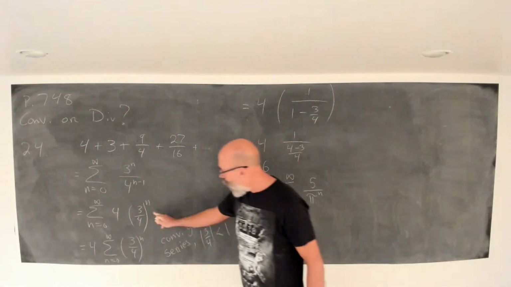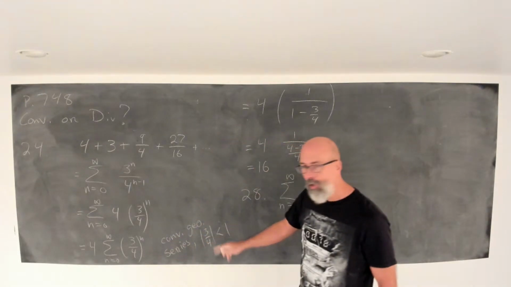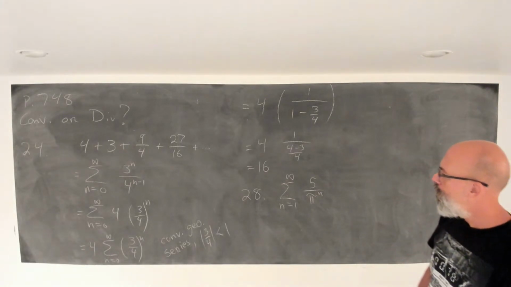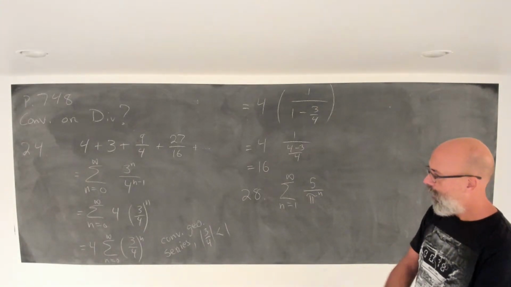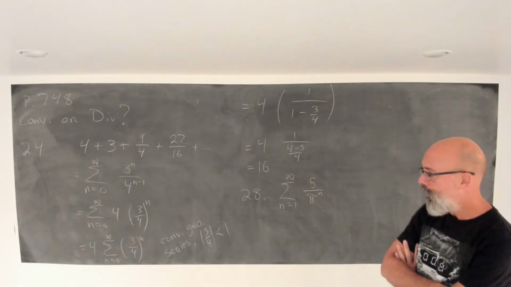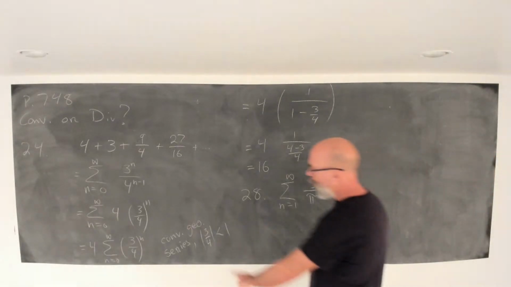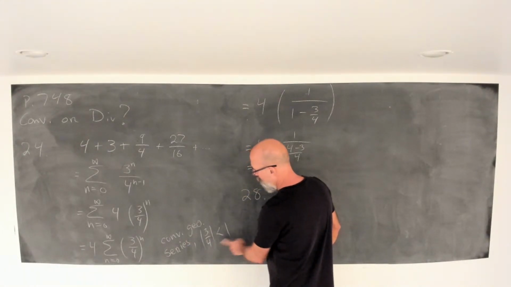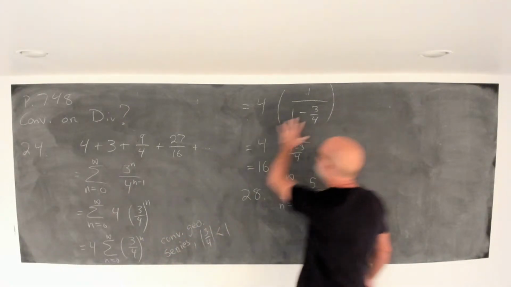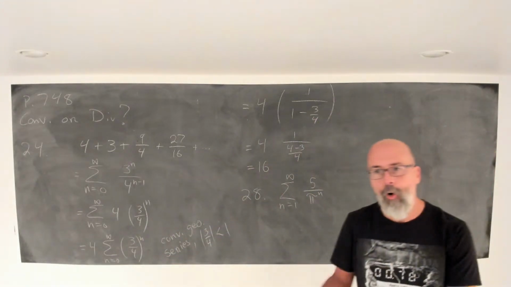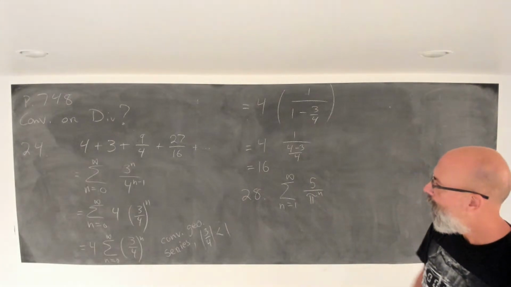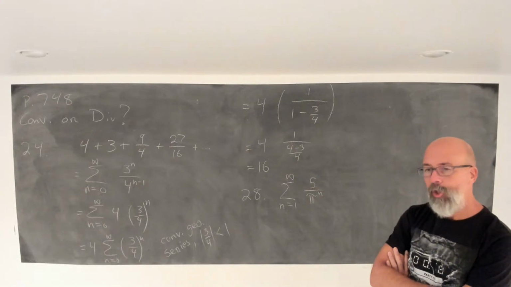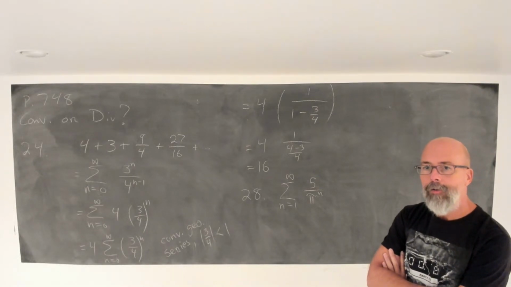Well, we didn't show the whole proof that it converges, right? We just used the result. We know that geometric series converge if the base is less than 1 in absolute value. So that's what we used. We didn't go through the whole proof of the convergence of the geometric series.